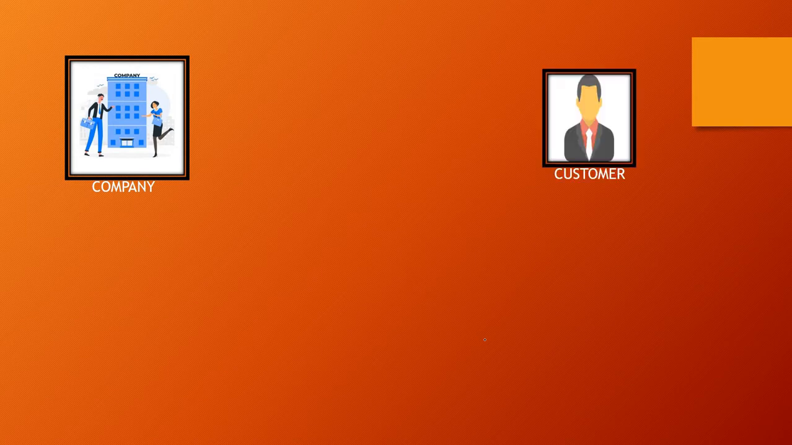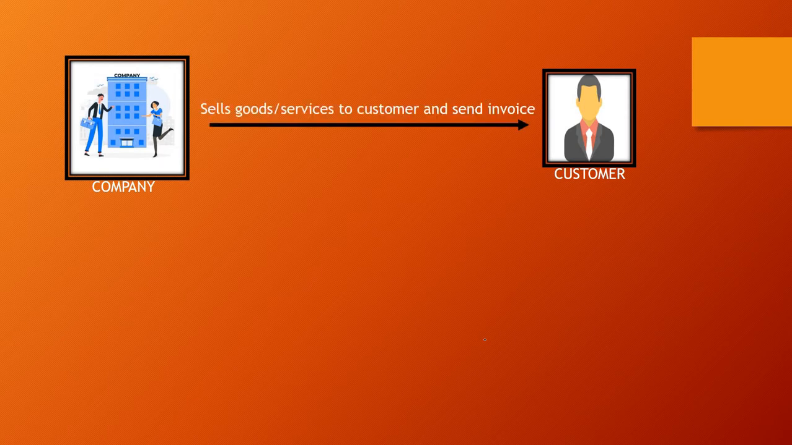Now suppose this is a company, and this is a chocolate manufacturing company. Since the company is manufacturing chocolate, the company must have some customers. So let's say this is the customer for this chocolate manufacturing company. Now this company is selling goods and services to the customer. That means the company is selling the chocolates to this person, and after selling the chocolates, the company sends the invoice. Once the company has sent the invoice, that means the company has sold its product.